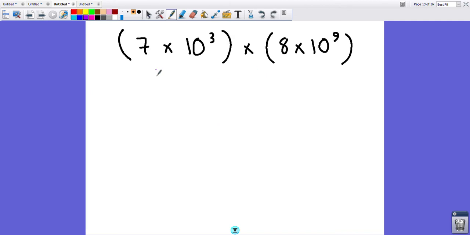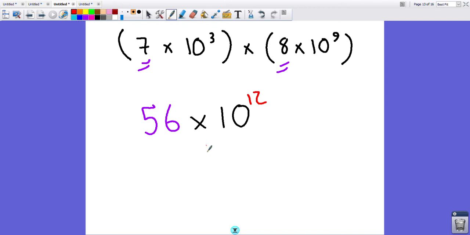Once again, I'll times 7 by 8 and I'll get 56. Times by, add the powers together, so 10 to the power of 3 plus 9, so 10 to the power of 12. In the last example, we were kind of done at this point. Hopefully you're looking at this and you're realizing we're not done, because 56 is not between 1 and 10.